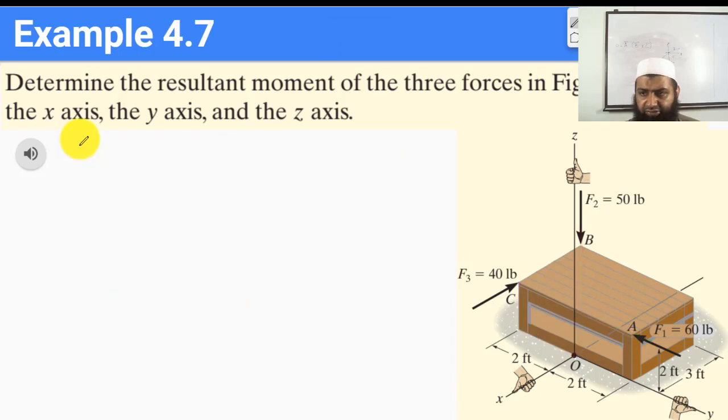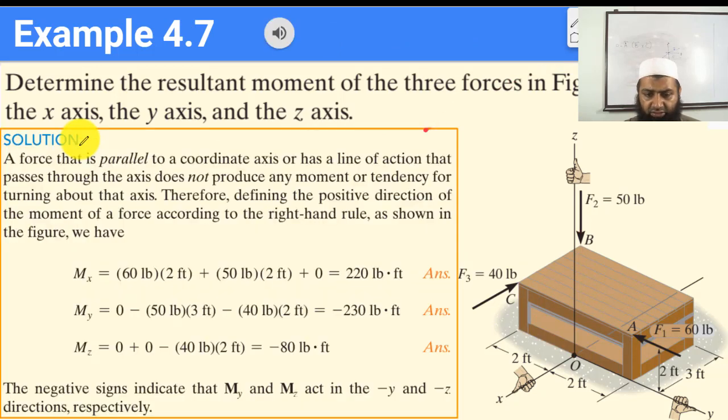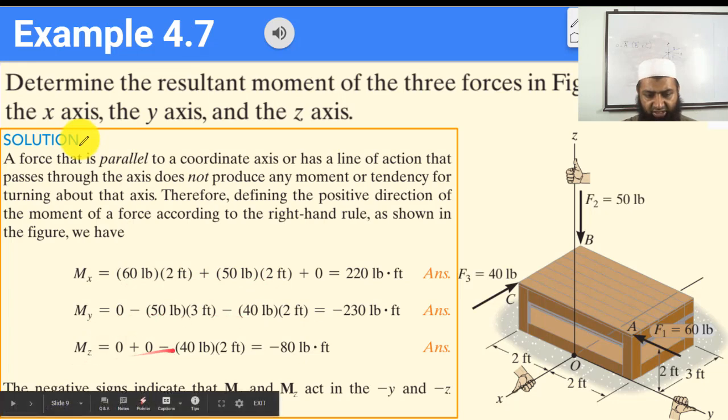Okay, so let's get rid of everything, and here I have attached the results. As we have already discussed the moments along the x-axis, we have these two terms. For the y-axis we have these two terms, and for the z-axis we have just this one term.